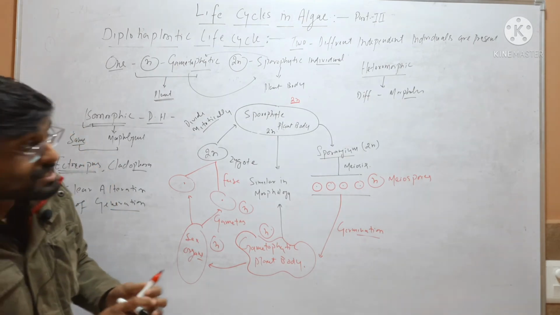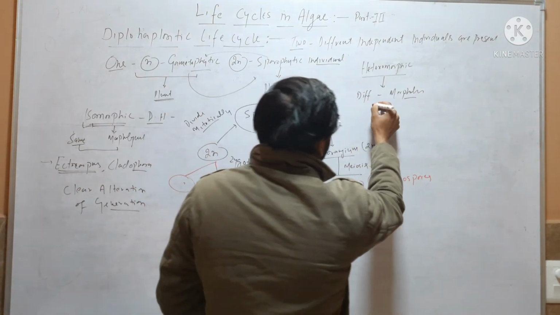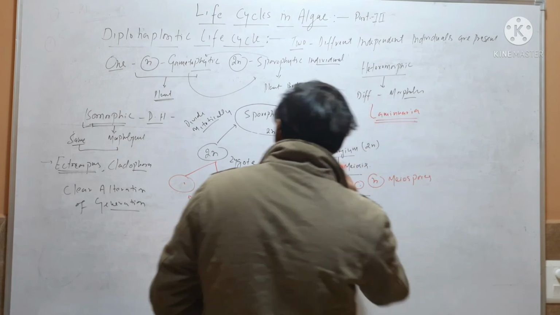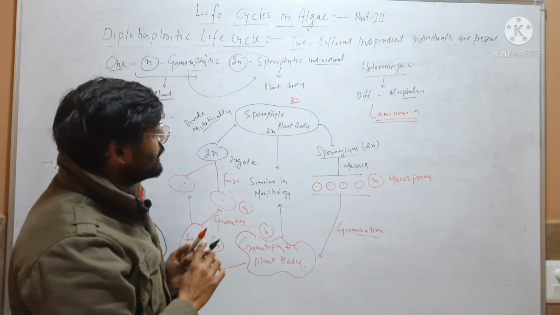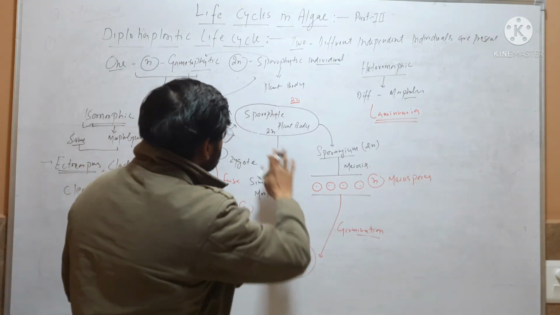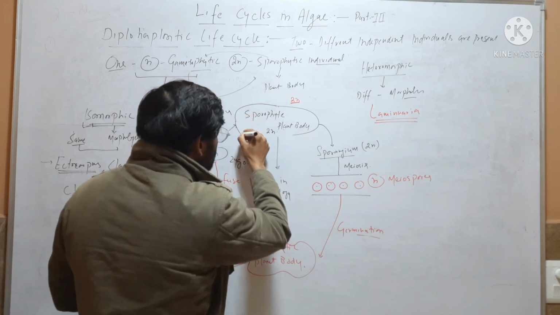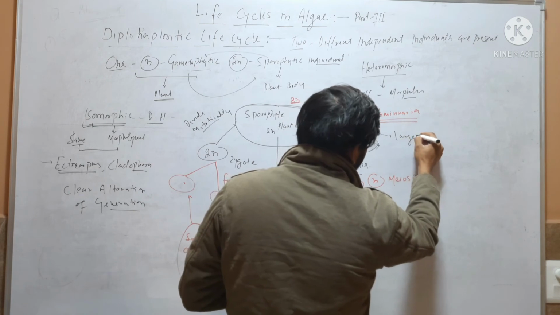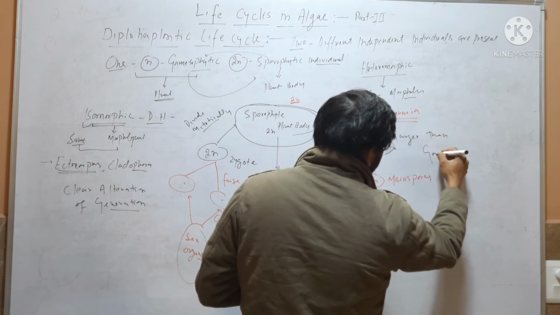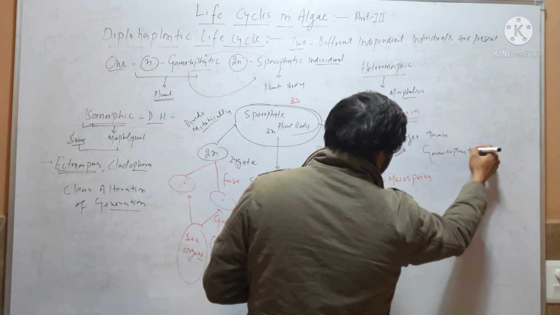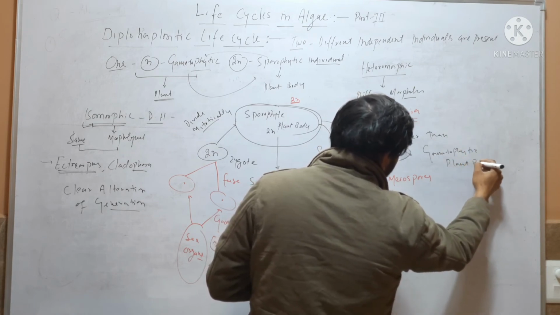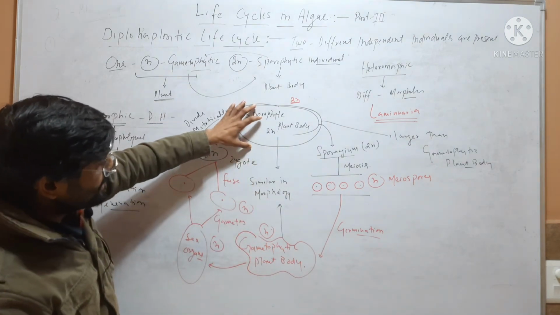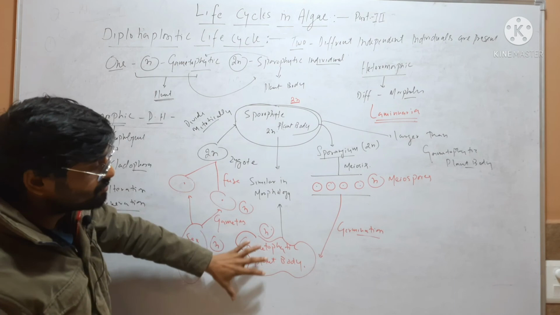But in some cases, for example, Laminaria, these two plant bodies are different. It may be like this. This plant body is larger than the gametophytic plant body. This is sporophyte, this is gametophyte. When this plant body differs in morphology from that plant body.